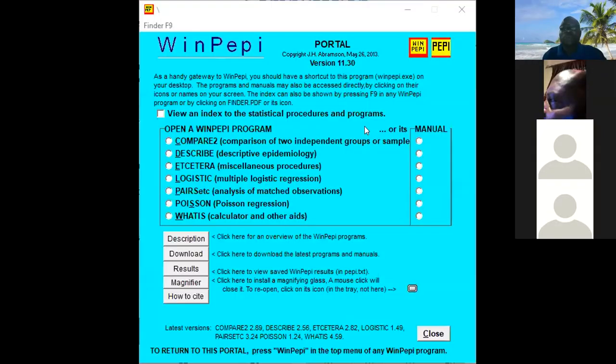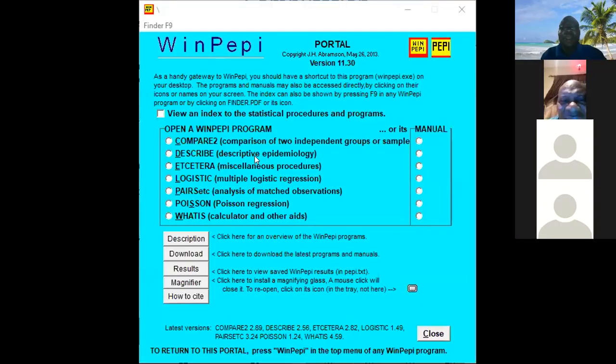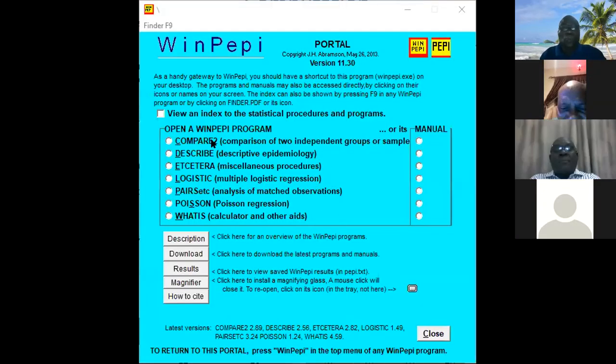Can you see WinPepi? I put WinPepi. I share it. Can you see it? Yes, sir. I share WinPepi now. It's off now.